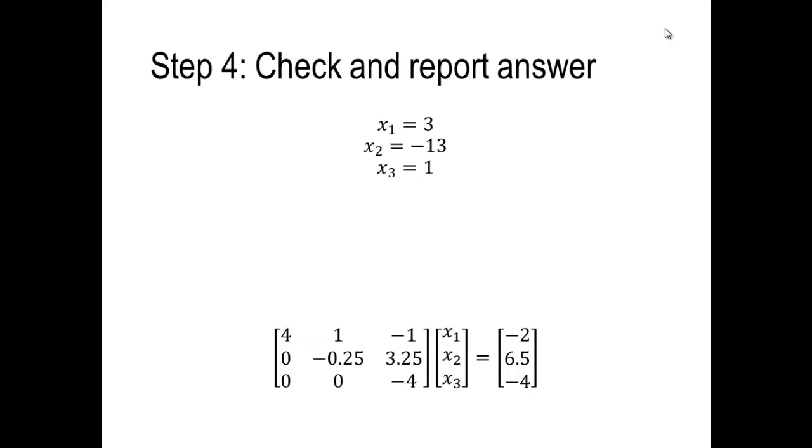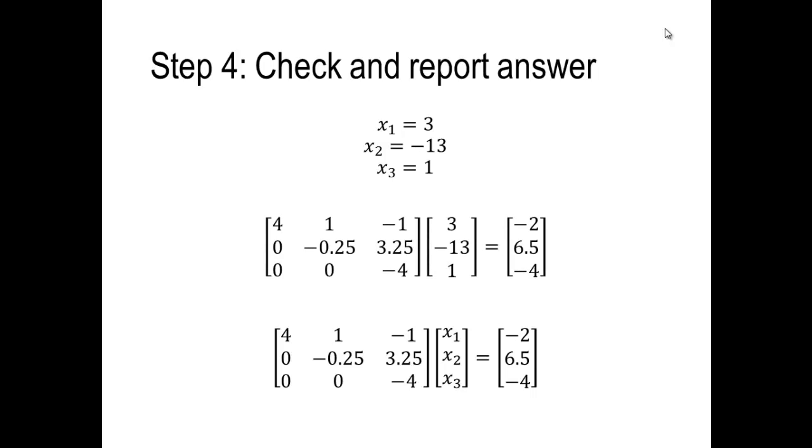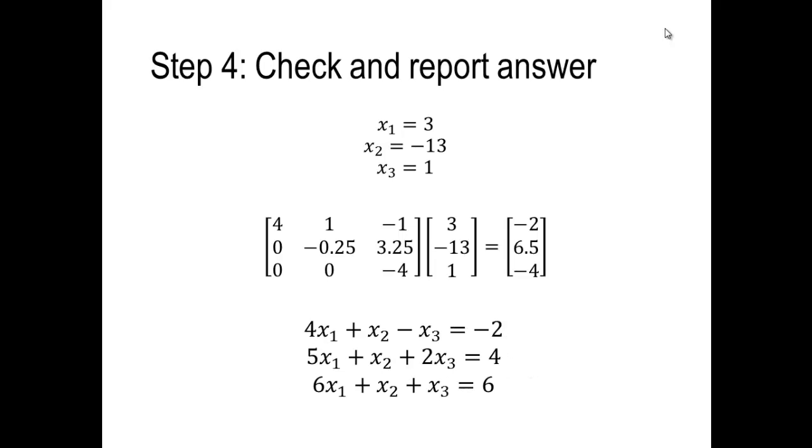Now all we have to do is check and report our answer. x1 is 3, x2 is -13, and x3 is 1. If we bring up the original system of equations, you can plug in these values in place of the variables and check to make sure that the matrix math makes sense. Or of course, you could simply substitute them into the original equations and check that way. It amounts to the same thing.